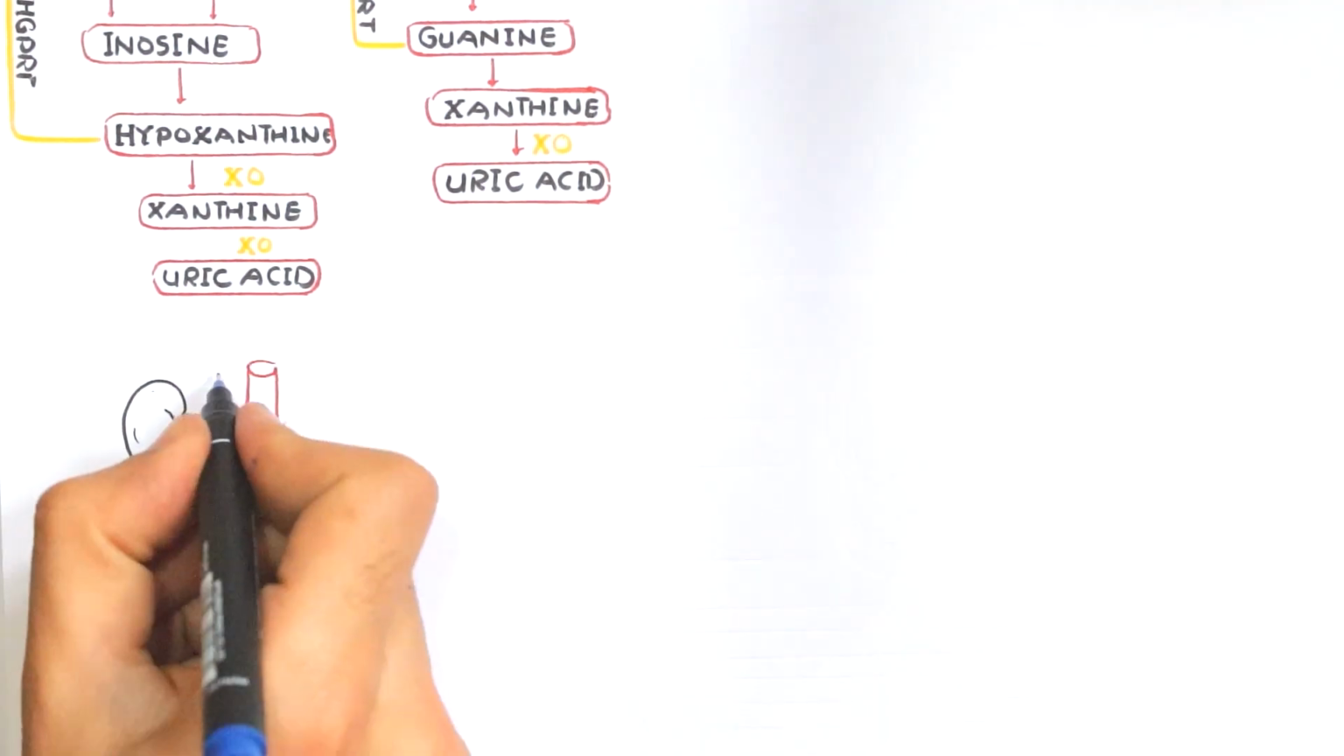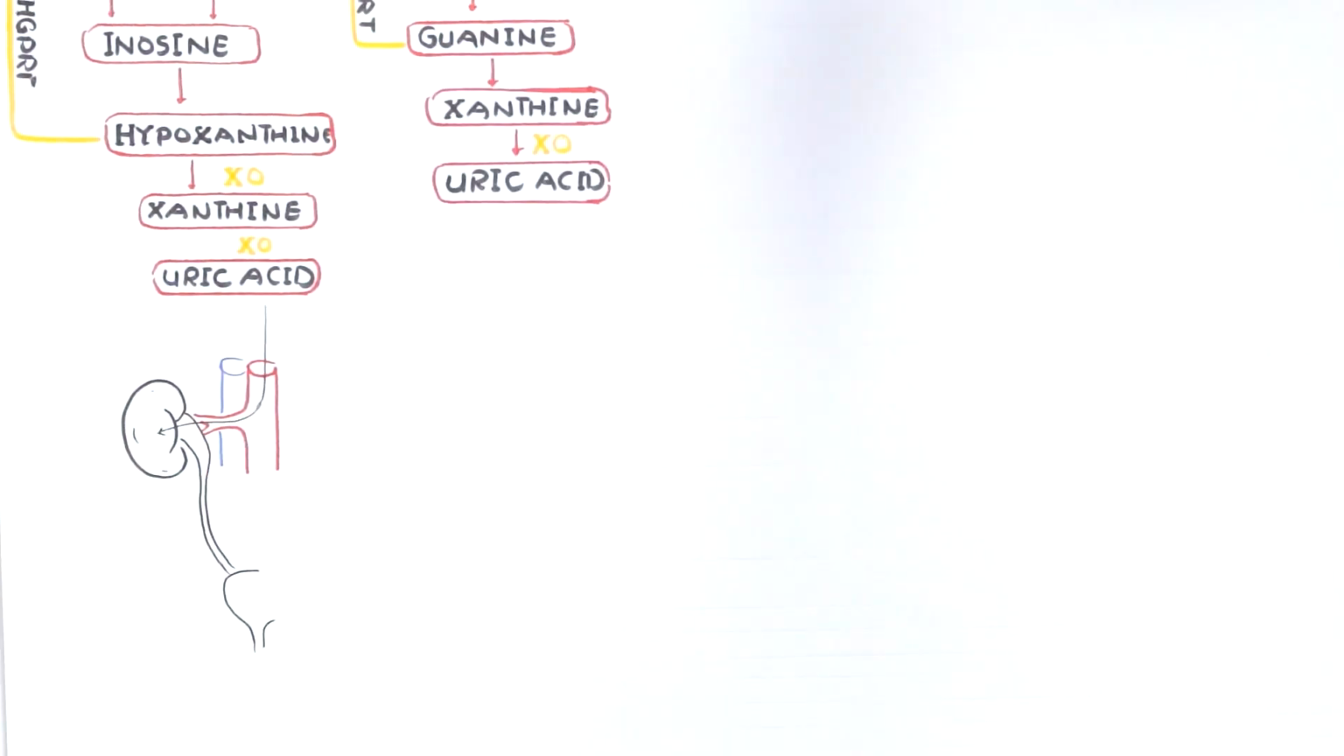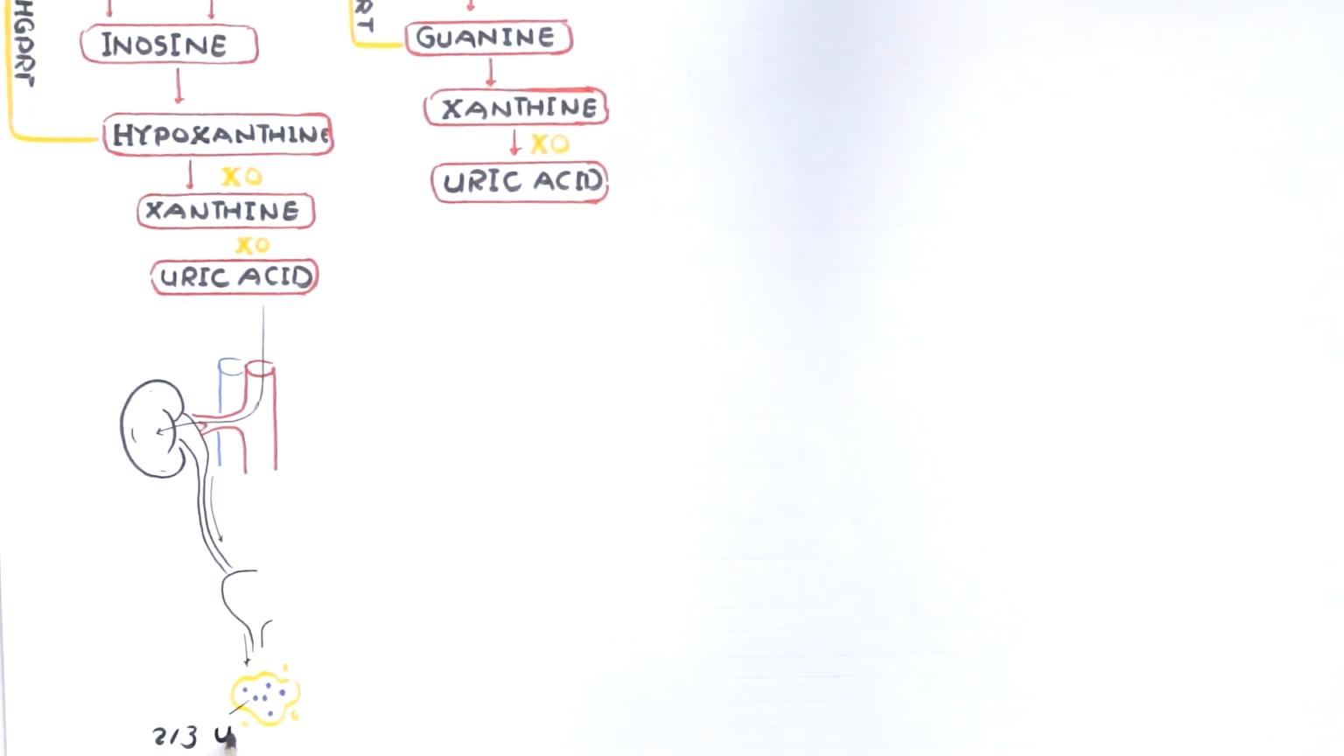Uric acid is eliminated by the kidney. About 2/3 enters the abdominal aorta, renal artery, then is filtered inside the kidney to be eliminated in urine. About 2/3 of uric acid is excreted by the kidneys, and the remaining part is excreted by the intestinal system.